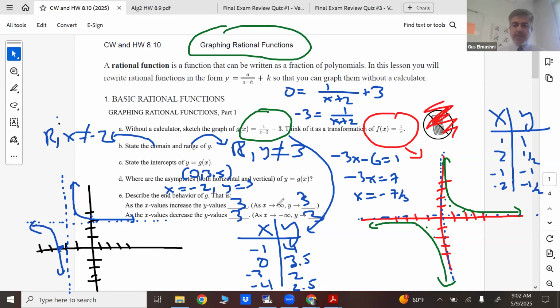So that's what we see there. They're getting closer to 3. Okay, so that's a rational function. We're going to do more of this next week.